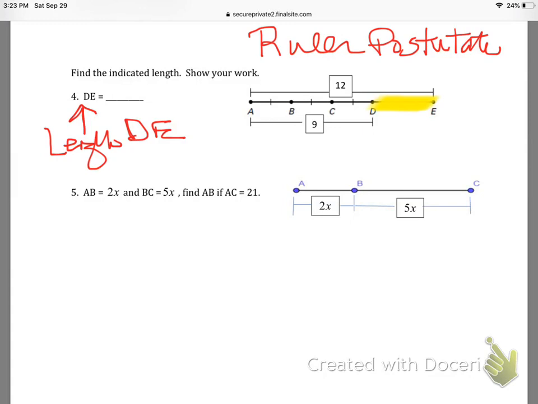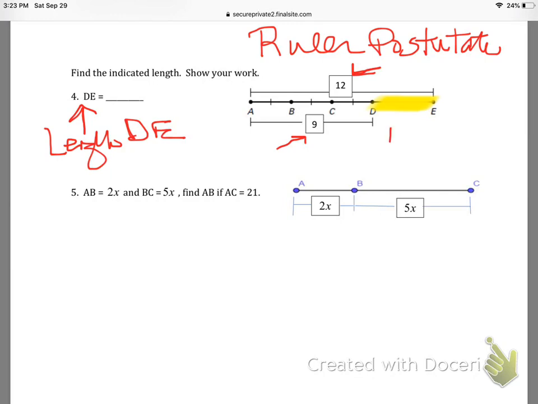So they have given me 12, which is the length of the whole piece from A to E, and 9, which is the length from A to D. So the ruler postulate tells me that I can write the following equation.